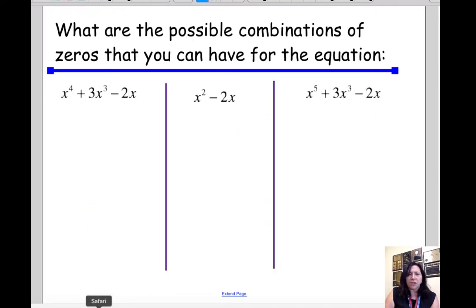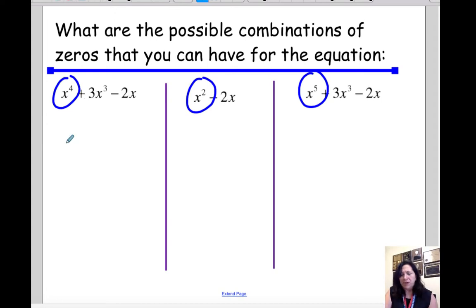So the next question says, what are the possible combinations of zeros? When you're looking for zeros, what we're looking for is how many real and imaginary or complex numbers can I have out of each of these equations? And what you're specifically looking for is the highest power, and then going from there. So for this one right here, something to remember is that imaginary roots only come in pairs. That means they only are multiples of 2.